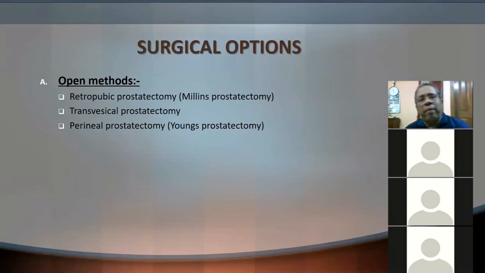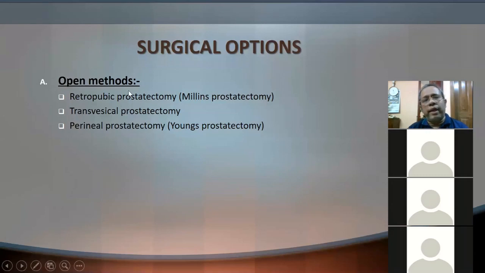What about the open methods? The open methods are almost obsolete nowadays. But in the exam, most examiners are more familiar with the previous methods and terminology. For that reason, always remember three open methods: retropubic prostatectomy, transvesical prostatectomy, and the perineal approach or perineal prostatectomy. Prostatectomy here means not the whole prostate is removed, only the enlarged glandular part is removed.